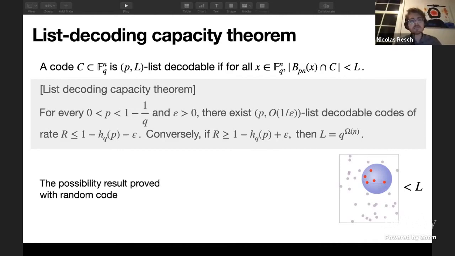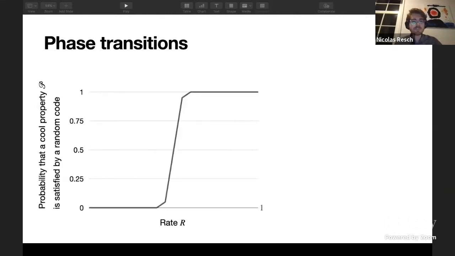What's interesting about this theorem from our perspective is that to prove the possibility result, we actually use a random code. So essentially one chooses a random code of rate 1 minus h sub q of p minus epsilon, and shows that with extremely high probability, it will be (p, 1 over epsilon) list decodable. Okay, so this is sort of the first example of what one might think of as a phase transition.